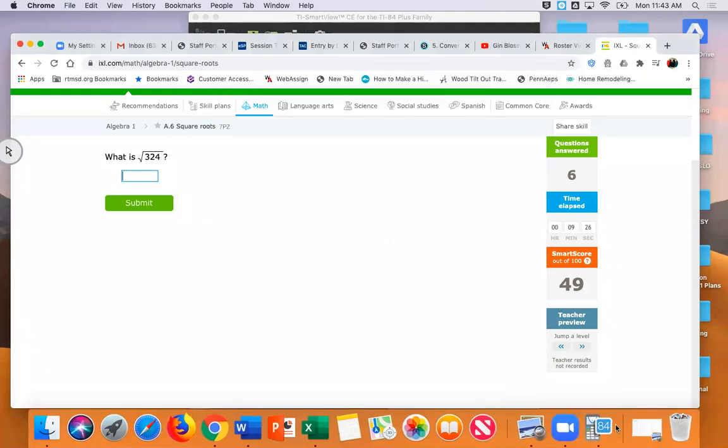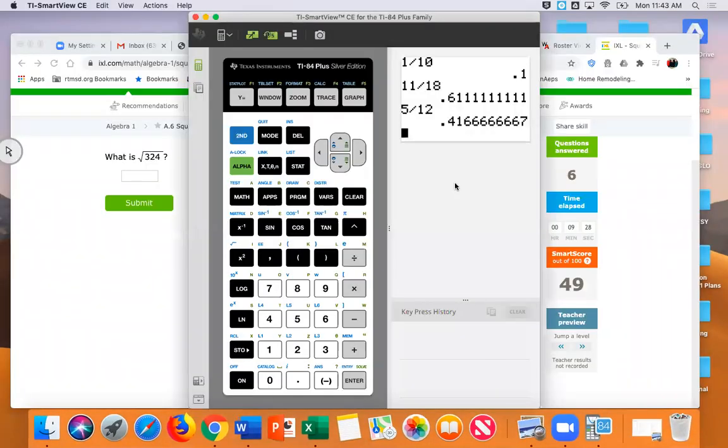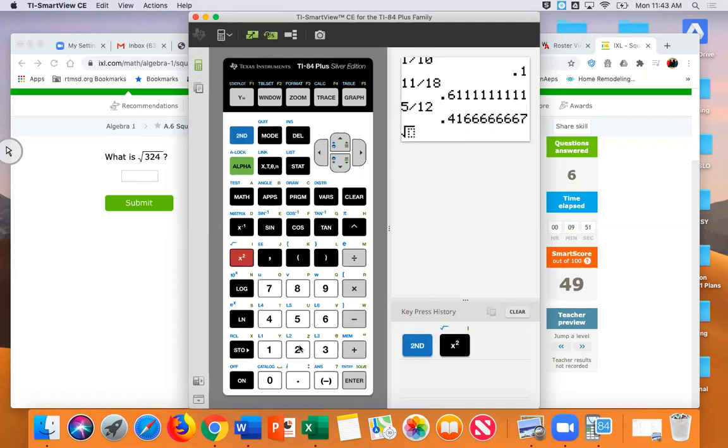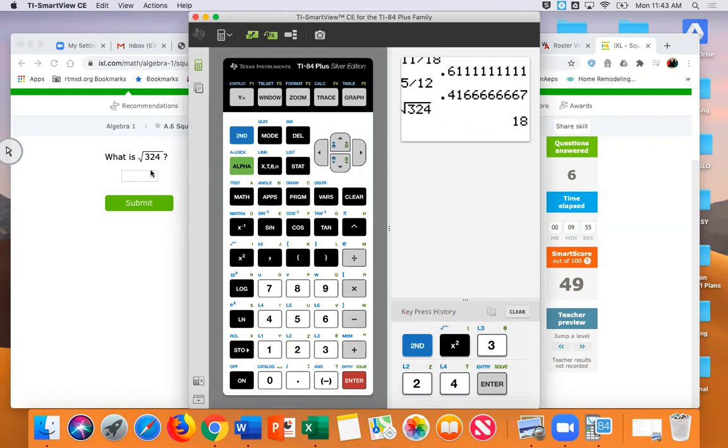All right. So on this calculator, the one we use for class, here's what we do. We can do the square root, so we hit the blue button or the yellow button and hit this x squared button, because notice it's got a little check box, kind of like this house right there. And then we're going to type in 324 and hit enter. We get 18.